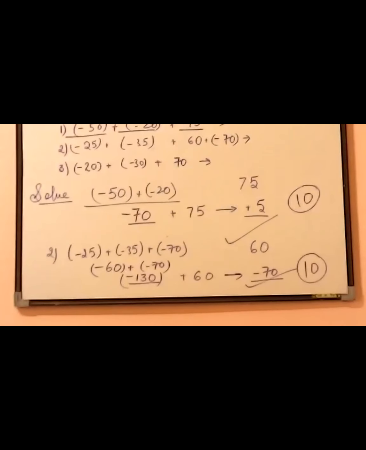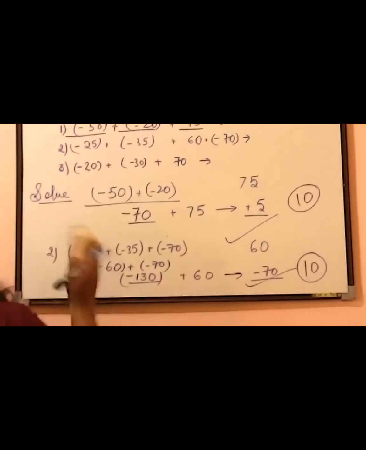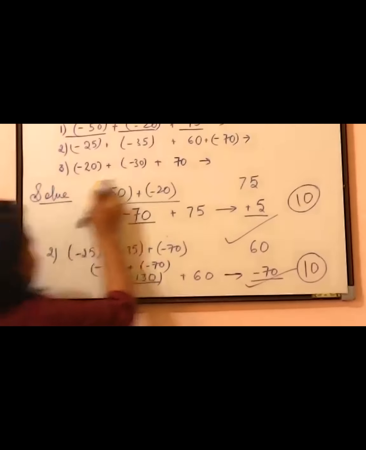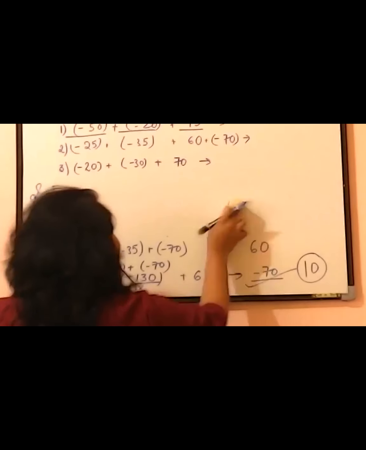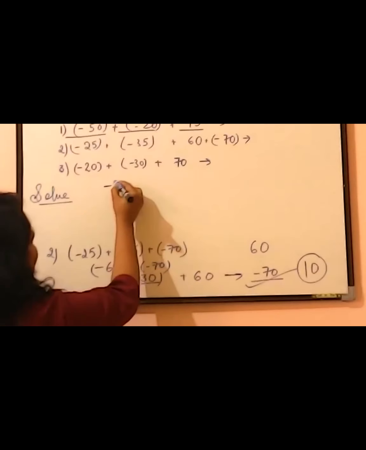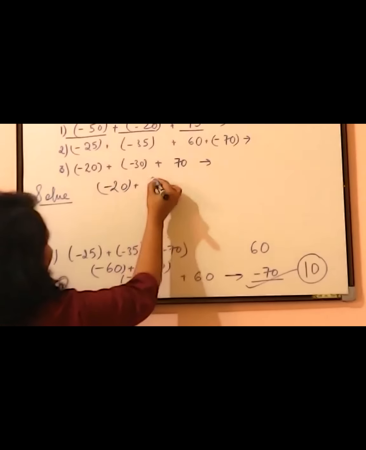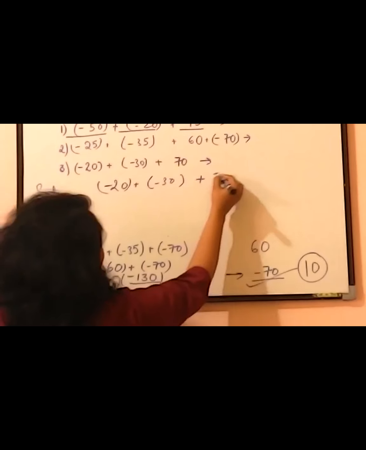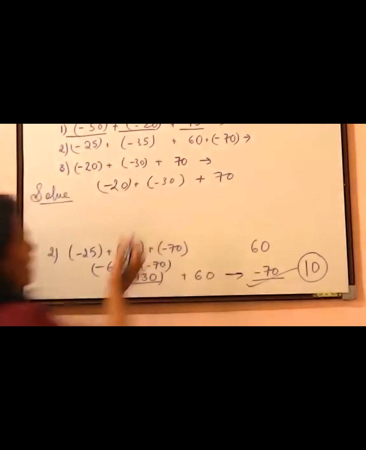So you have got 20 marks if you have done both the questions correct. Okay. Now let's move on to the last question, that was the third one. Third question which I gave you was -20, -30 and +70. Again the same process.